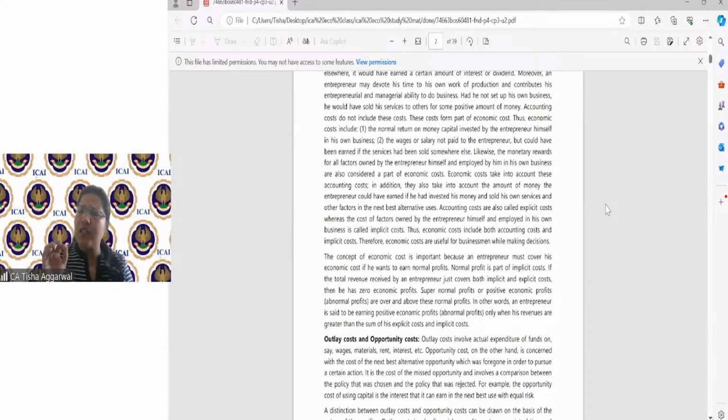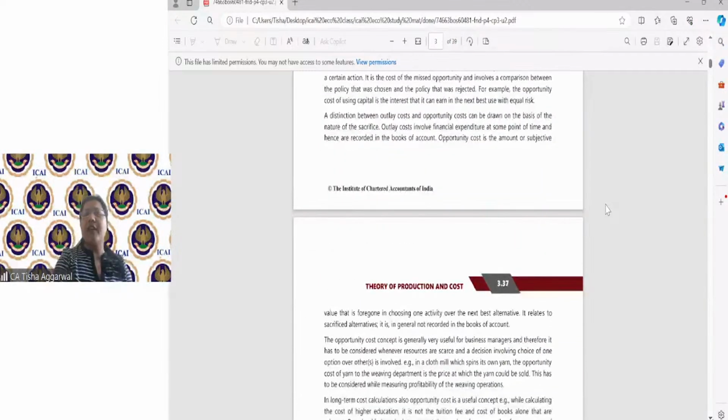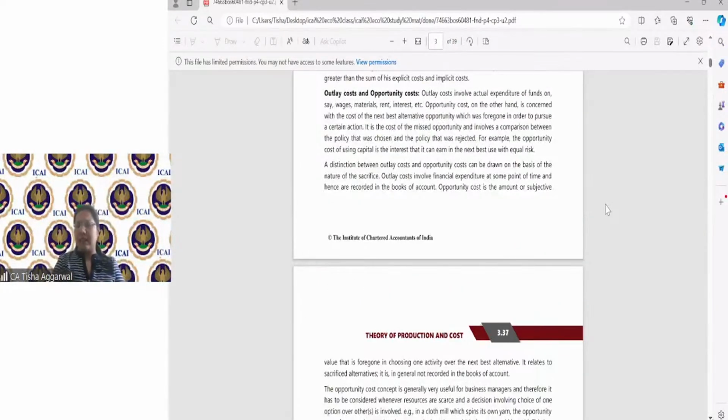So the cost which an entrepreneur pays out of his own pocket is known as the explicit cost. But the cost for which you do not expect a return for yourself, for example, salary for the entrepreneur himself, maybe the rent on his own owned property, that is what is known as the implicit cost. Next is the outlay cost, like I said, and the third one is the opportunity cost. So, for example, if you all are, let's say, 18 years old, pretty eligible to work in an organization.